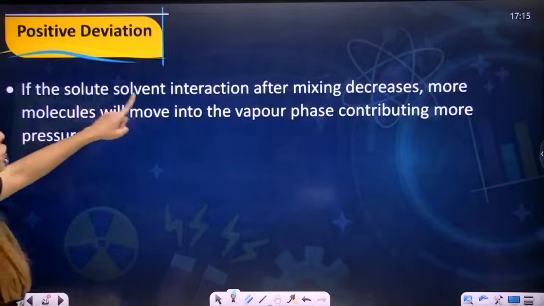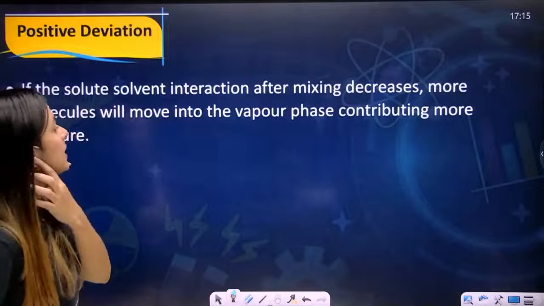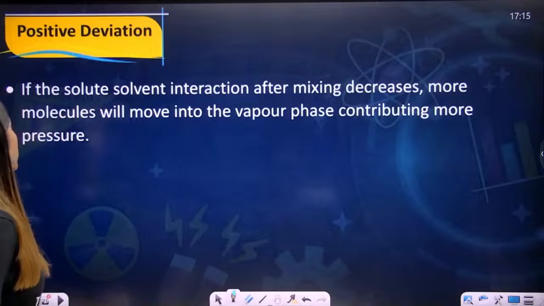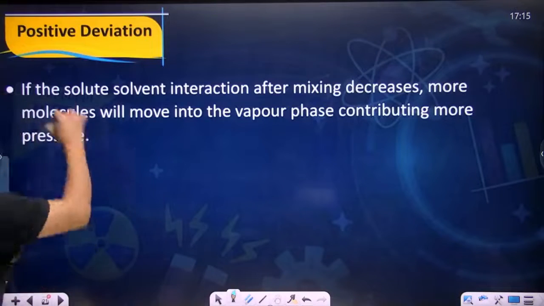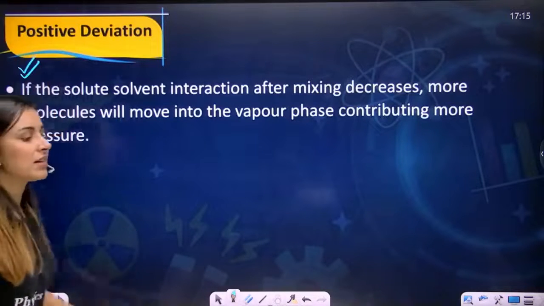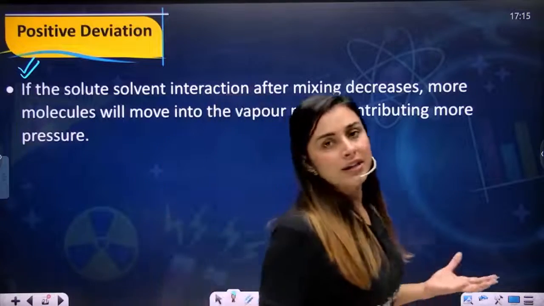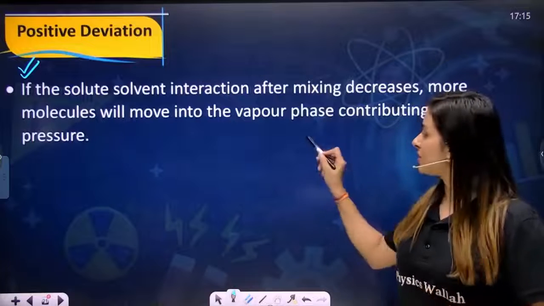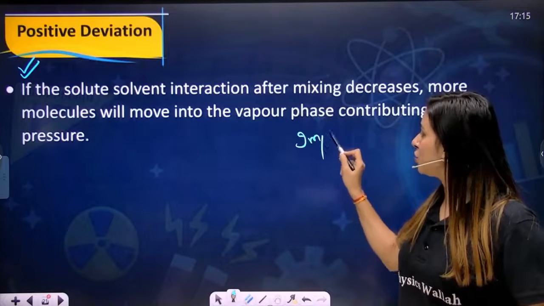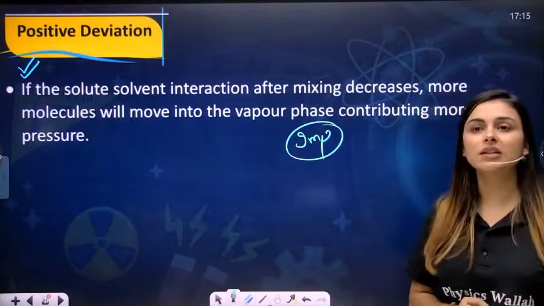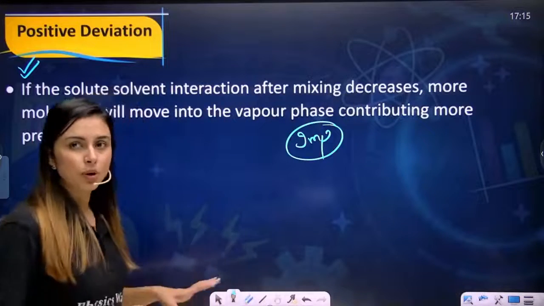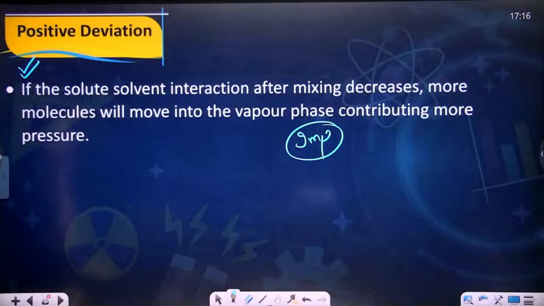Now if the solute-solvent interactions after mixing decrease, more molecules will move into the vapor phase, contributing more vapor pressure. This is the line which I have been emphasizing for so long. Okay, so this is the most important part which you need to understand, the difference between ideal and non-ideal solutions. I hope you're clear. You can write this and then we'll move forward. I hope you've written this.